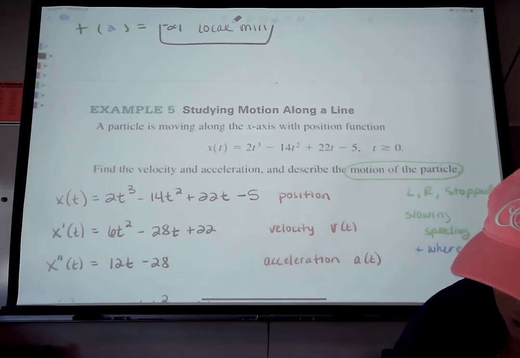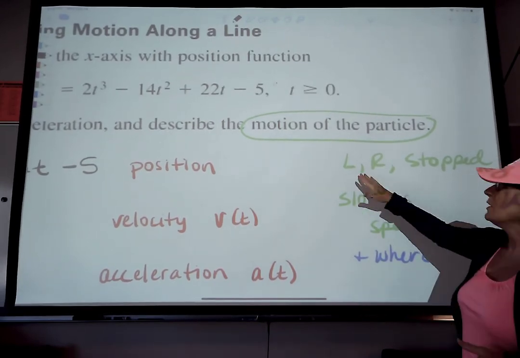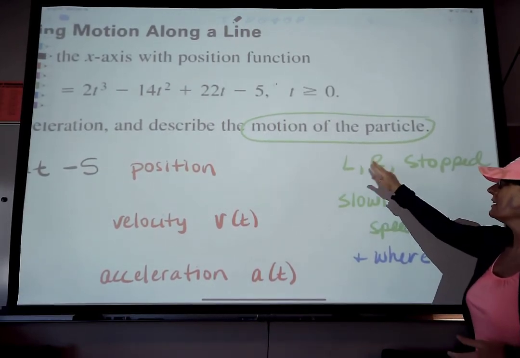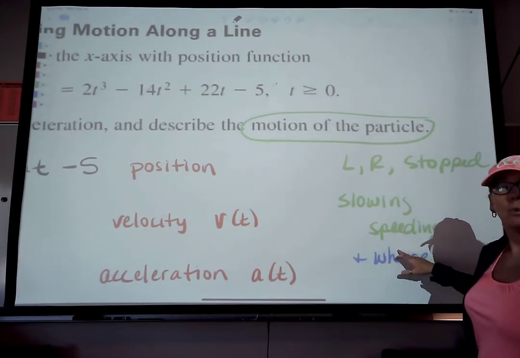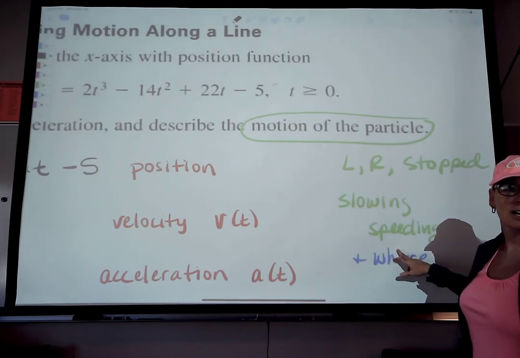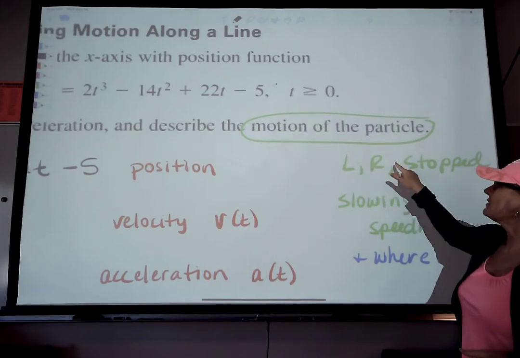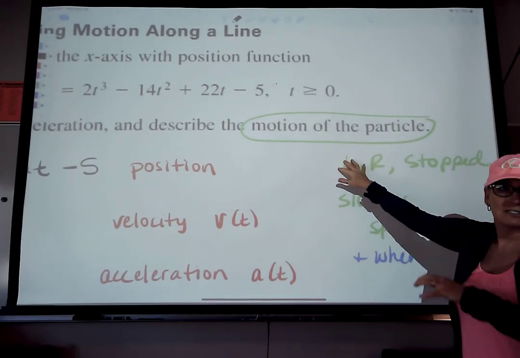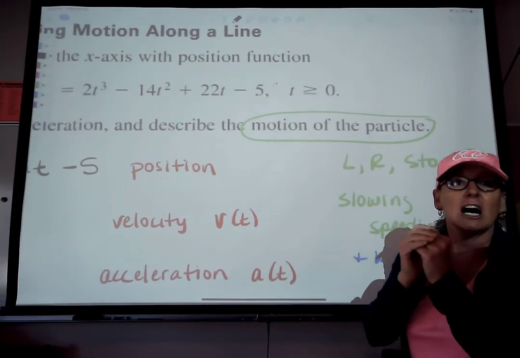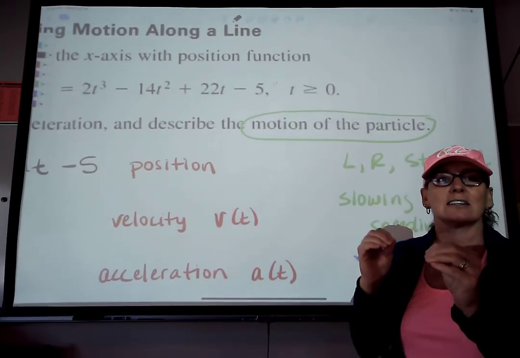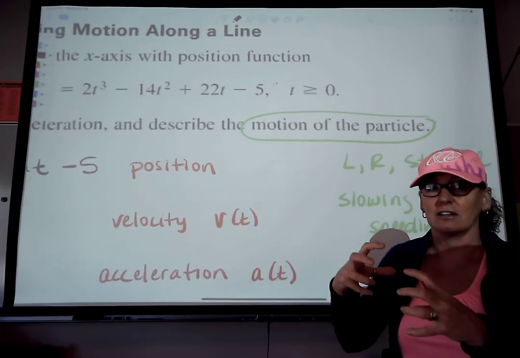So for motion of the particle, here's kind of what I expect from you. When was it moving right and left and stopped? When was it slowing down? When was it speeding up? And where was it during those times? Okay? So left, right, stop, that's a velocity thing right there. That's 100% velocity. Slowing down and speeding up is not 100% acceleration. It's a combination of acceleration and velocity.